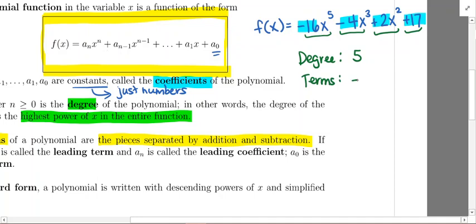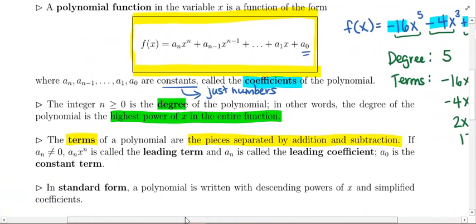One term is negative 16x to the 5th. Another one is negative 4x cubed. And then positive 2x squared is a term. And your last term is positive 17. These are the 4 pieces that make up the polynomial. These are called the terms.